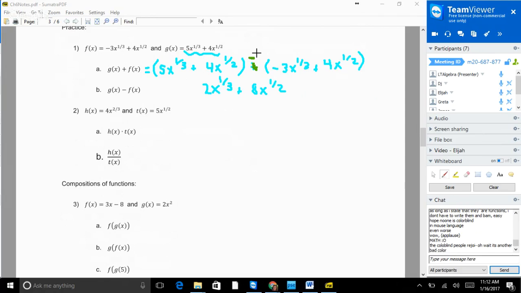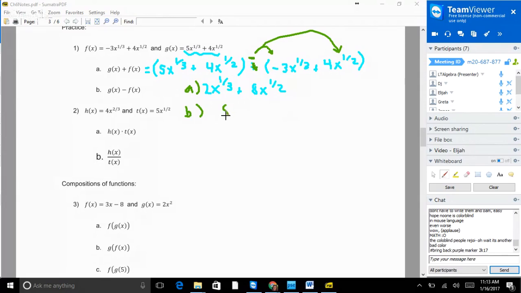When you're subtracting a function from another function, make sure you subtract all the terms in that function. So this shouldn't be any surprise, right? You're going to subtract both of these terms. Again, this is part A right here. Part B, we're going to subtract g of x minus f of x. So g of x is 5x to the 1/3 power minus a negative 3x to the 1/3 power. When you subtract a negative, that becomes adding a positive, right? So we should get 8x to the 1/3 power.